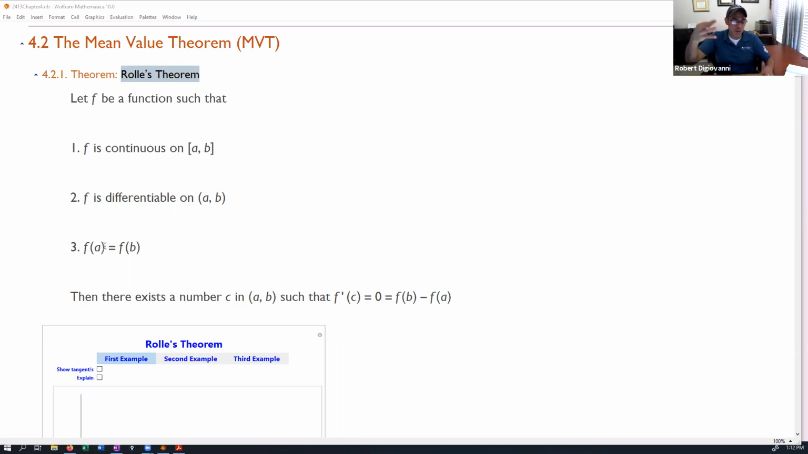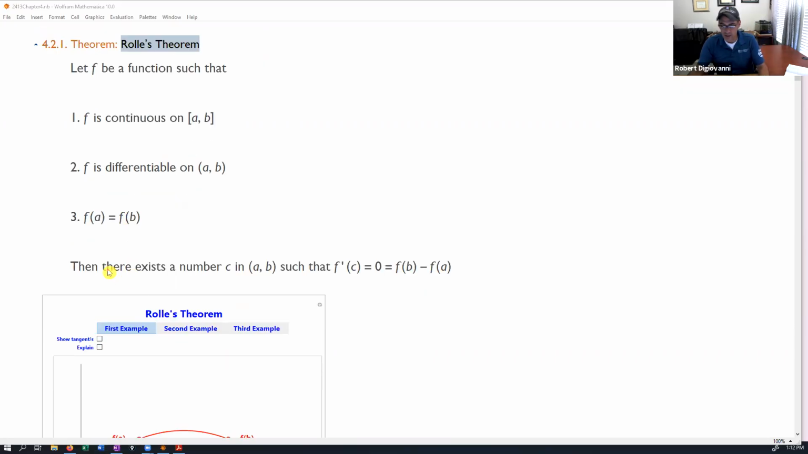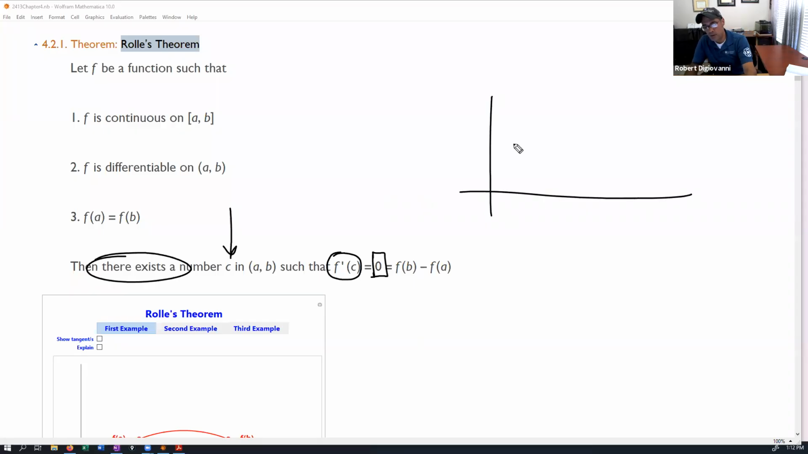It says if those three conditions are true, then there must exist some number c somewhere inside where the derivative at that point is equal to 0. The reason it's equal to 0 is because remember, a horizontal line has a slope of 0. So it's saying that the derivative would then have to be 0 somewhere.